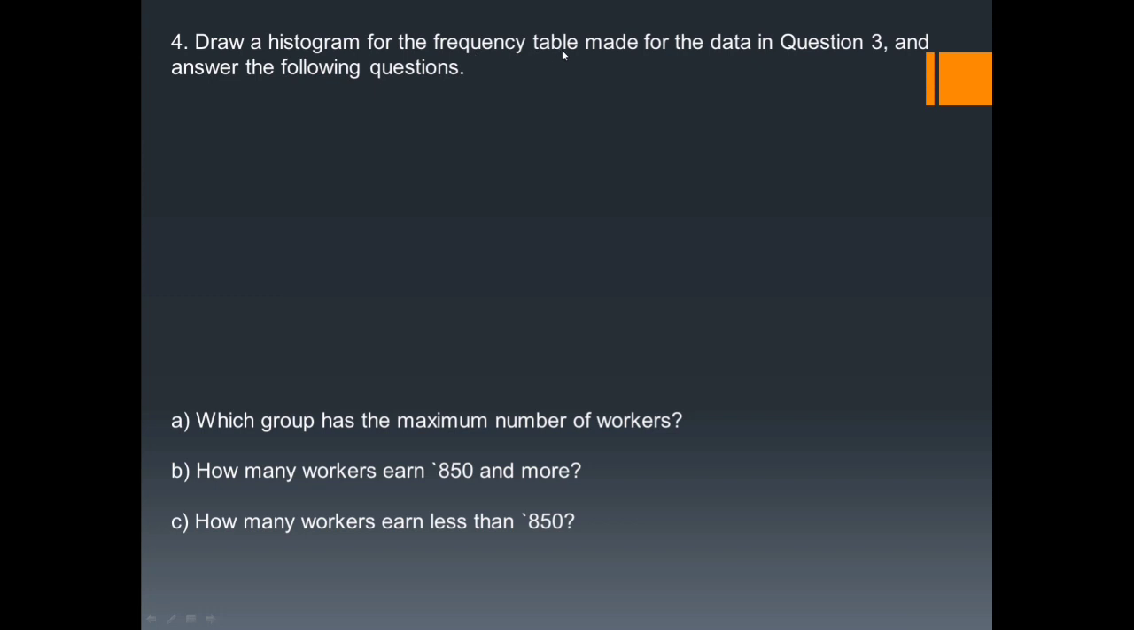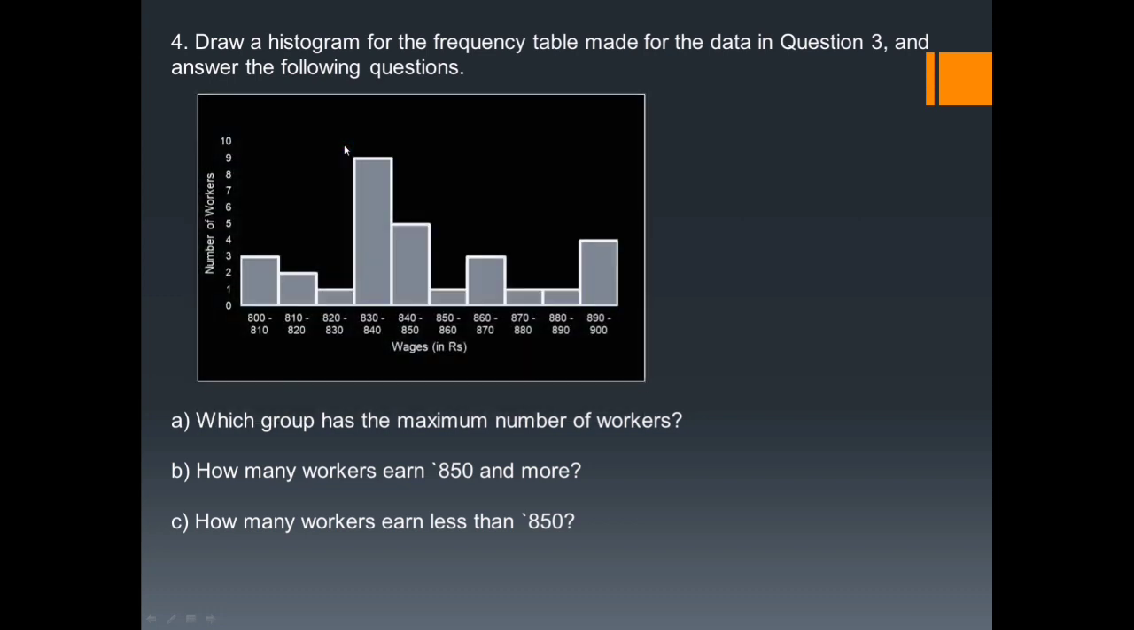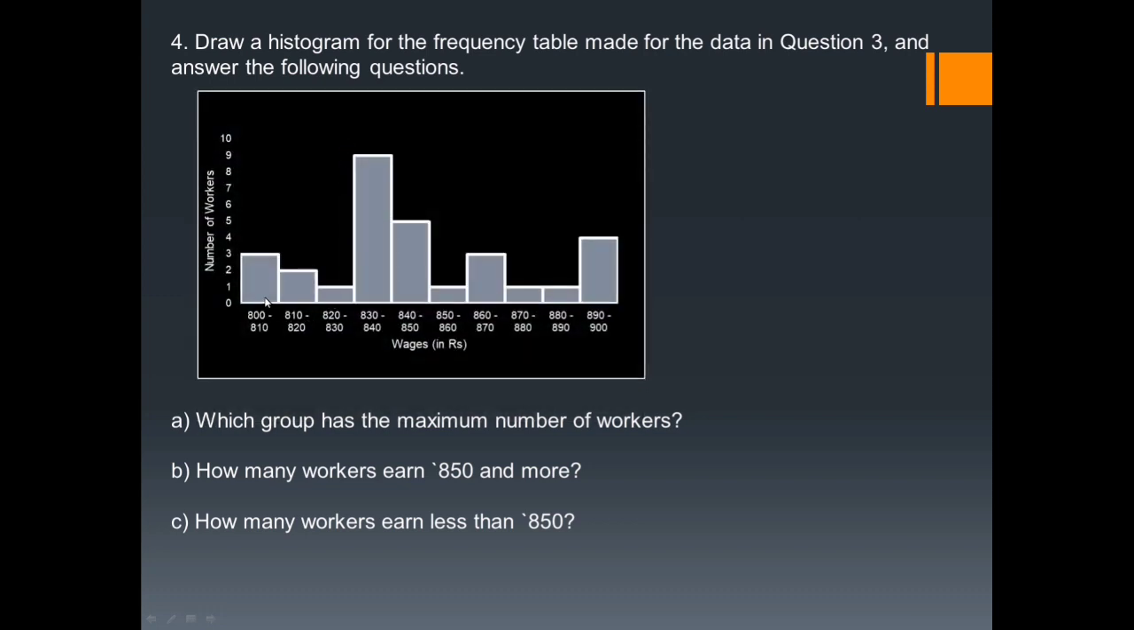Question 20: Draw a histogram for the frequency table made for the data in question number 3 and answer the following questions. Yes, what we have done, the frequency distribution table in the previous one, question number 3, please look it back in your notes, what you have written. Please look back at question number 3. This is how we are going to do. We have used the black background. Here there is a line.